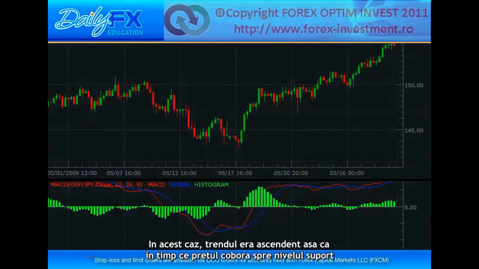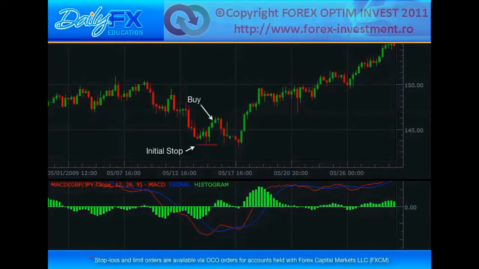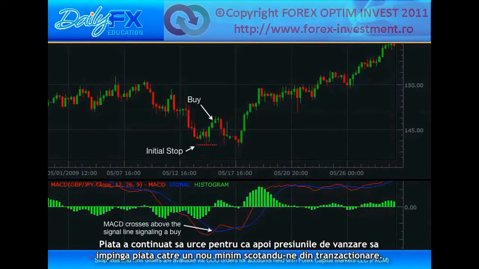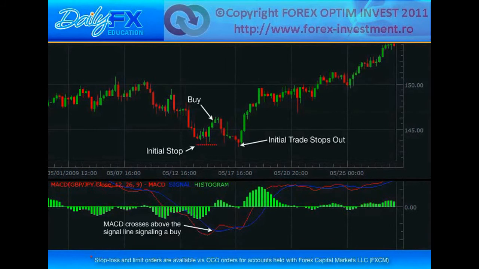In this example, the trend was up. So as price action pulled back down to a support level, we bought on the crossover by the MACD line up above the MACD signal line. The market started to rally, but then some selling pressure temporarily pushed the market down to a new low, stopping us out of the first trade.